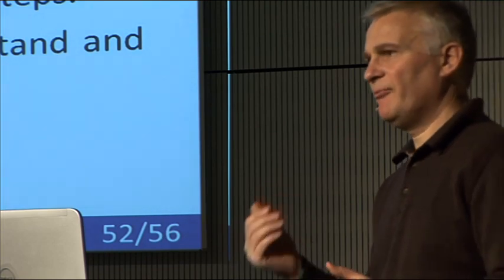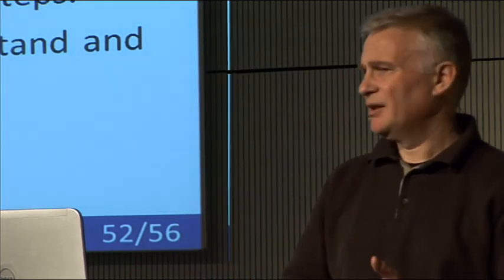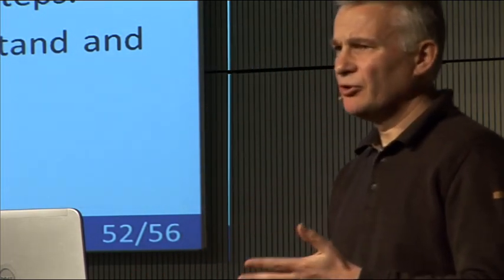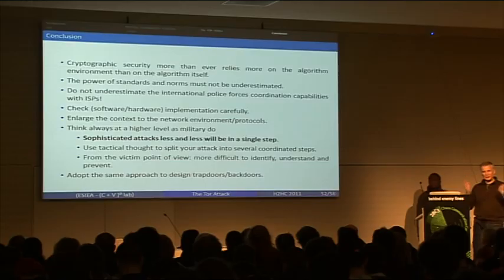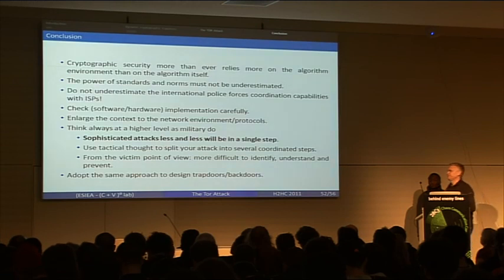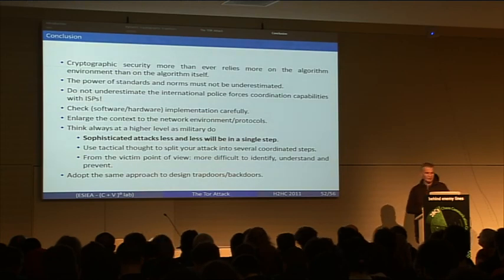And of course, from the victim's point of view, it is quite impossible to prevent and quite impossible to detect, for the single reason of a combinatorial effect. How do you survey, monitor, and compare everything? So it is impossible. And of course, if you want to design a trapdoor or backdoor, you have to do the same: just split everything into multiple innocent-looking parts.